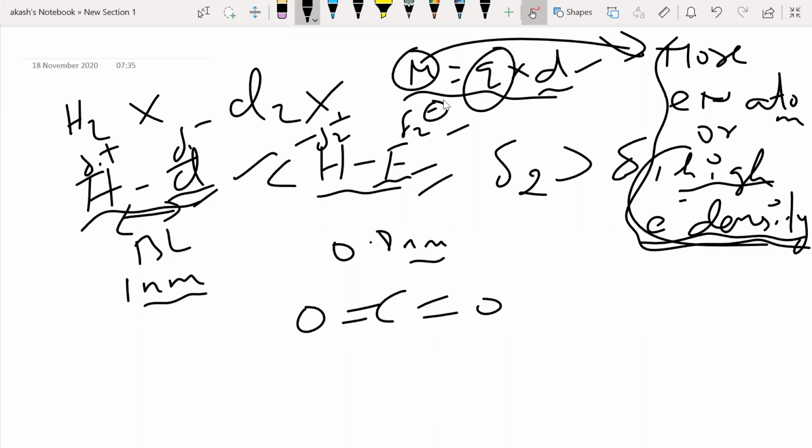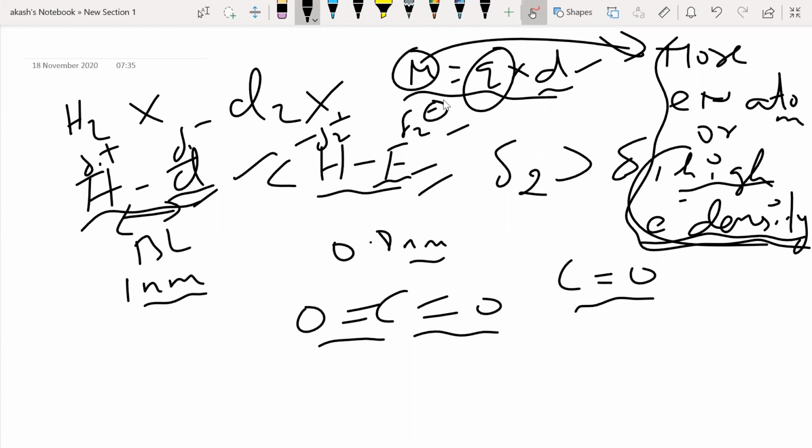Looking at this molecule CO2, yes, I do have a polar bond. You can see the C double bond O, or C single bond O, whatever it is, I have a considerable difference in electronegativity. Yes, the bond is polar, no doubt. But now you can say that there are two CO bonds here and here, and both of them will have some dipole moments.